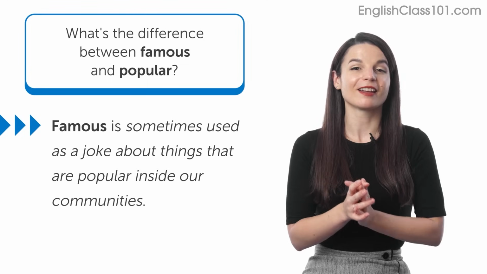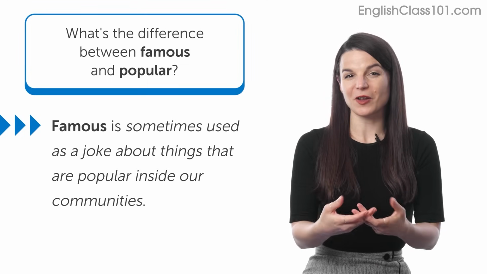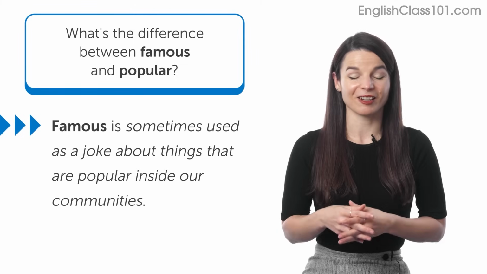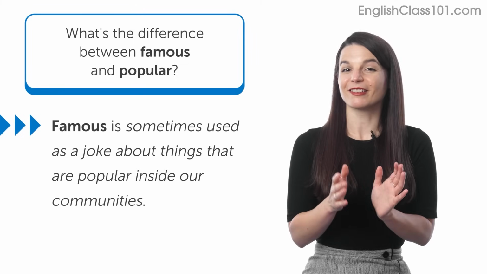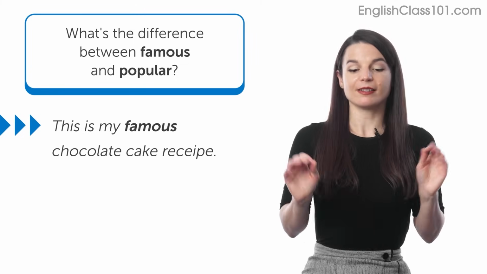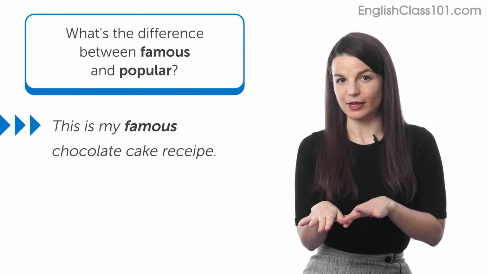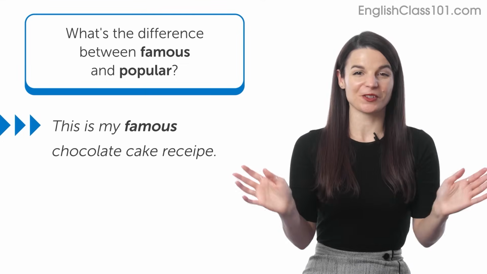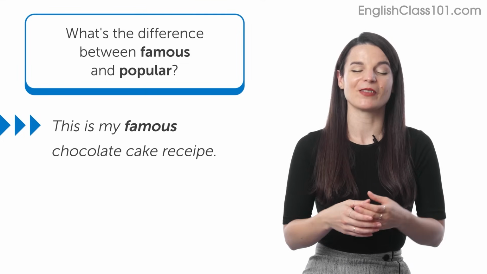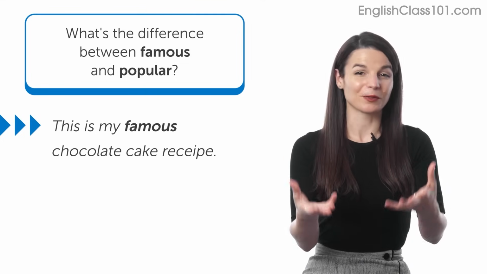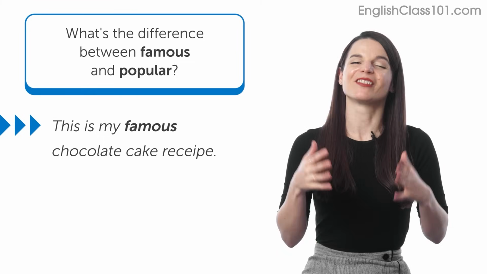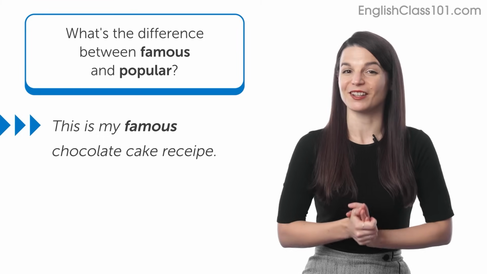Also, sometimes we like to use famous as a little joke about things that are popular inside our communities. We tend to do this a lot with food. Like you might say, this is my famous chocolate cake recipe. It doesn't mean that the world knows about the chocolate cake recipe. It just means that many people around you really, really like that chocolate cake. So this is the difference between famous and popular.